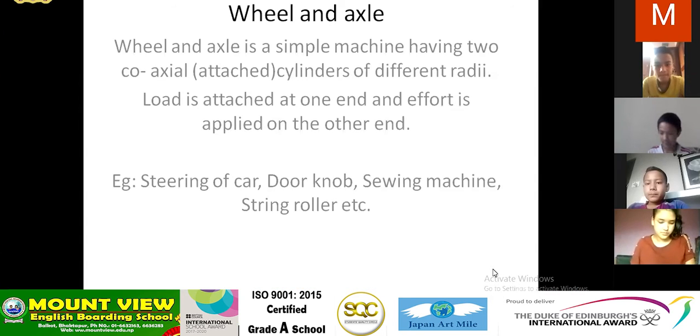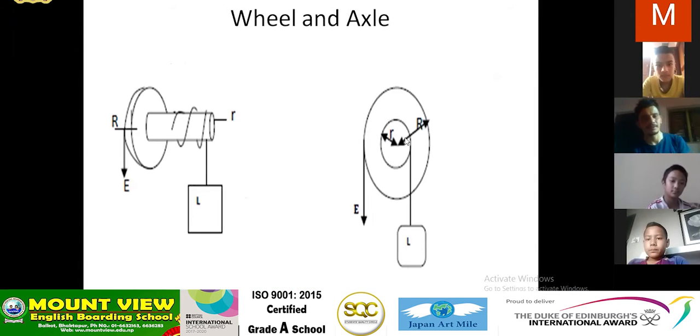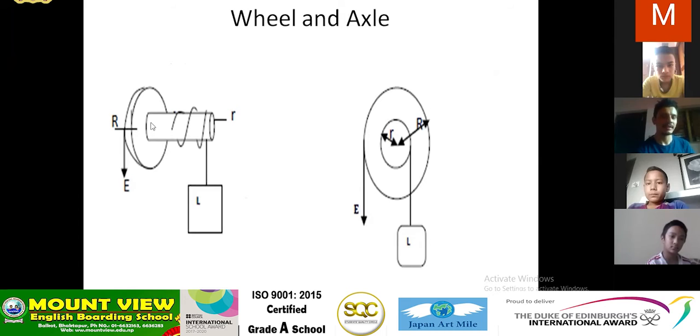Let me share the screen once again. Look at the picture here. This is the big cylinder. This one is the small cylinder. The big cylinder is called the wheel.